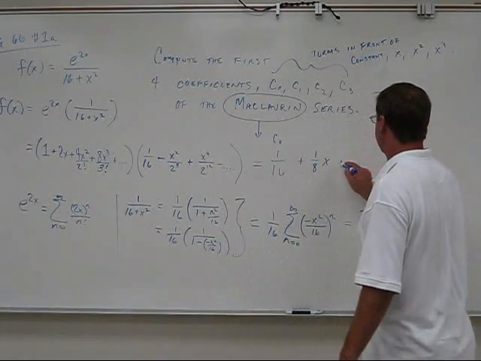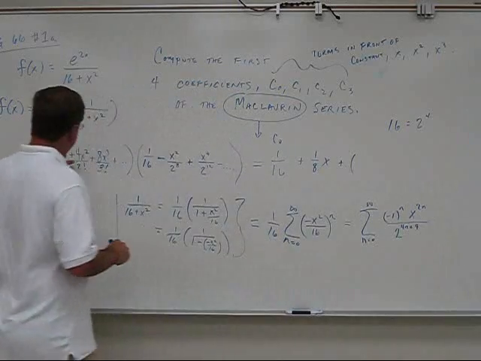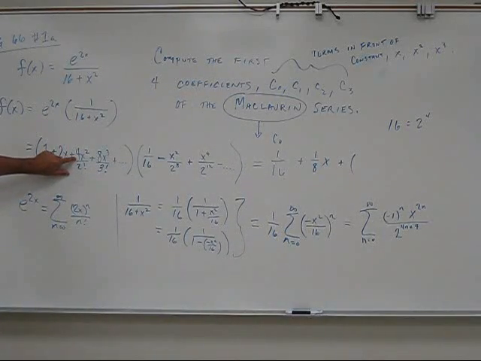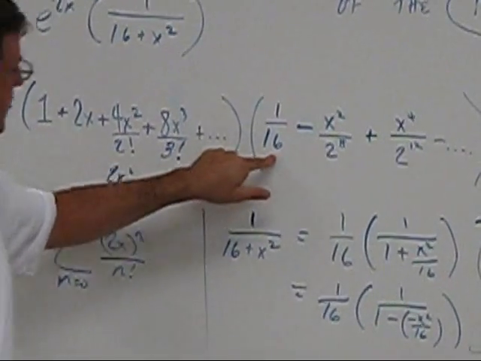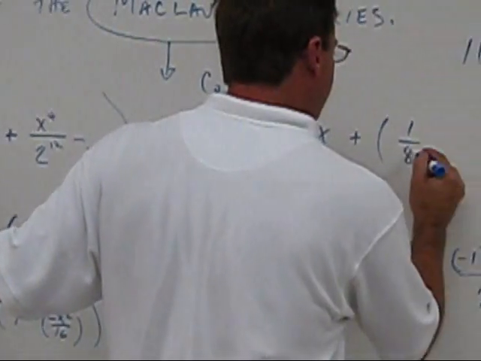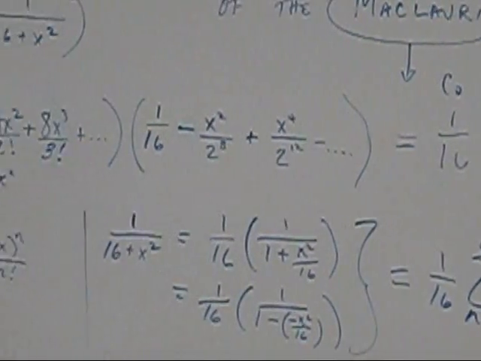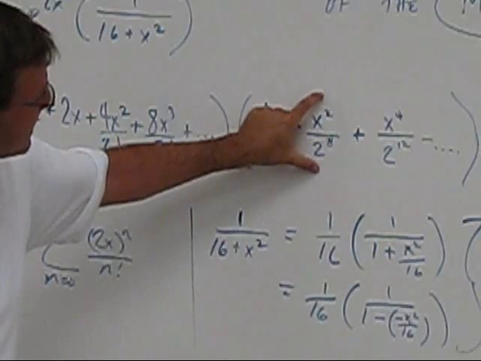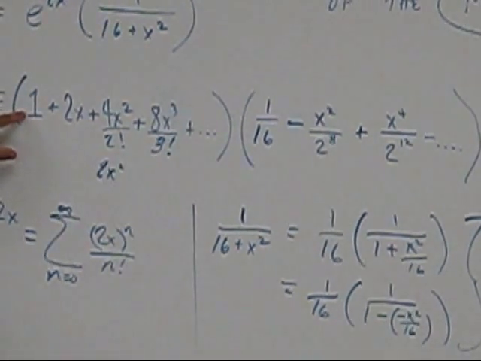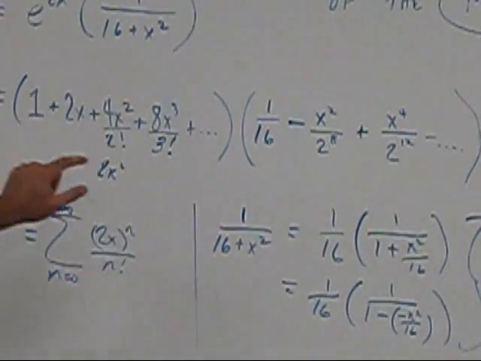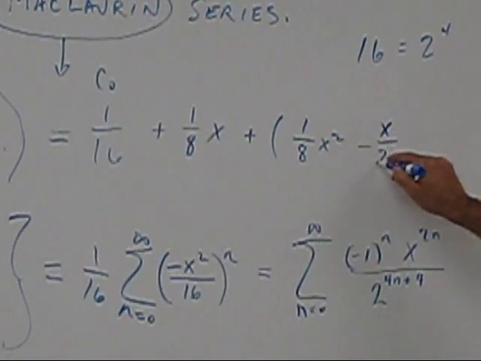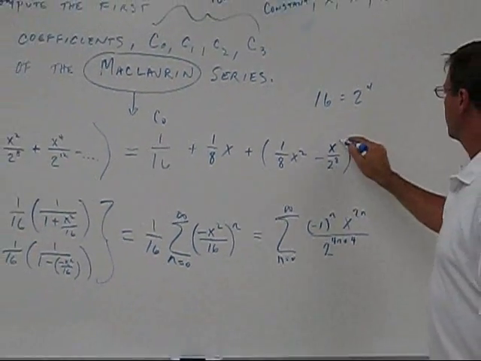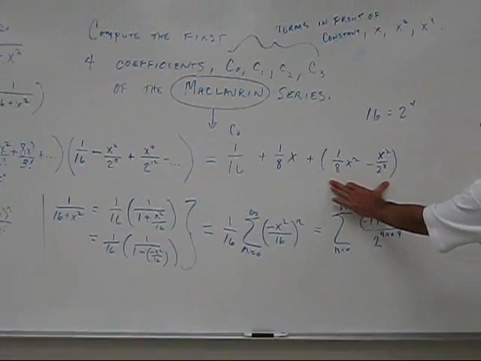For x squared, I have this one here, which is 2x squared. If I cancel, this is 2 factorial on the bottom. If I cancel, I get a 2x squared. I'm going to multiply that times the 1/16. So I get 1/8 x squared. But then I also get an x squared term from multiplying this by the constant here. Then I'll get an x squared term. So I have a minus x over 2 to the 8th squared, x squared. So this is my x squared term.